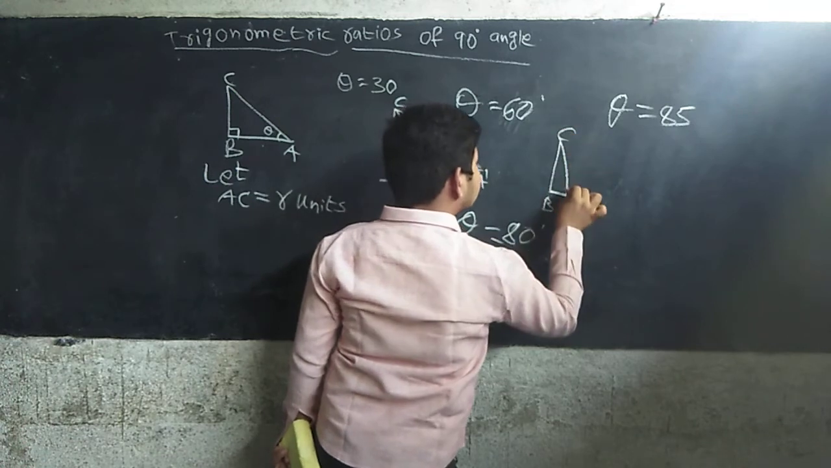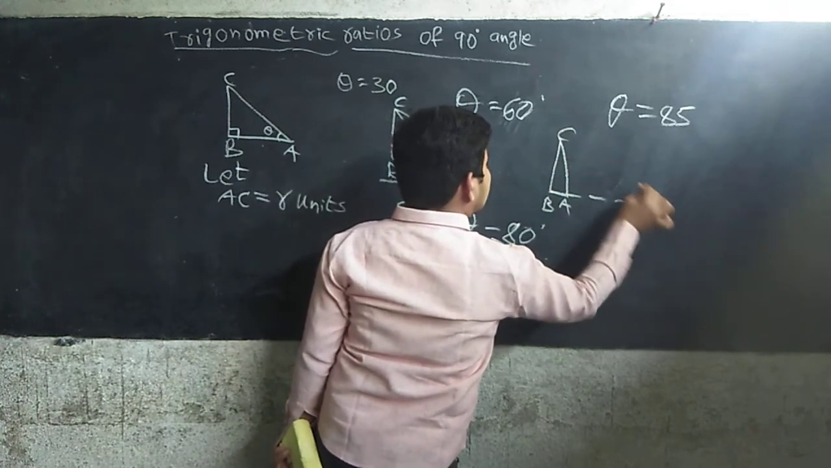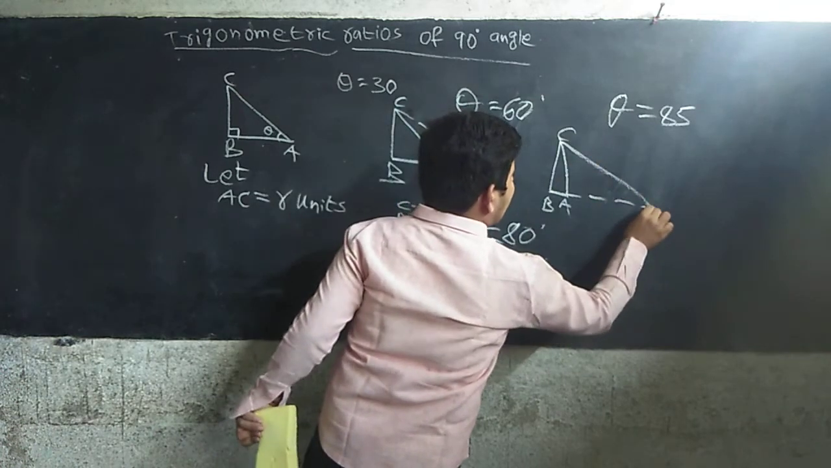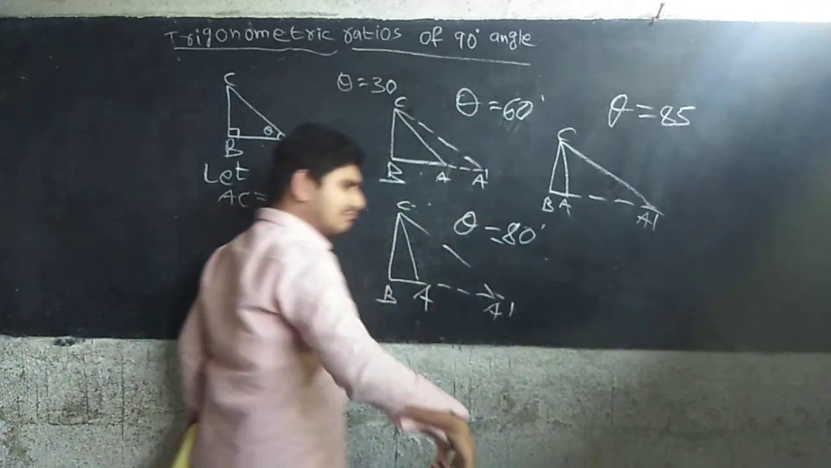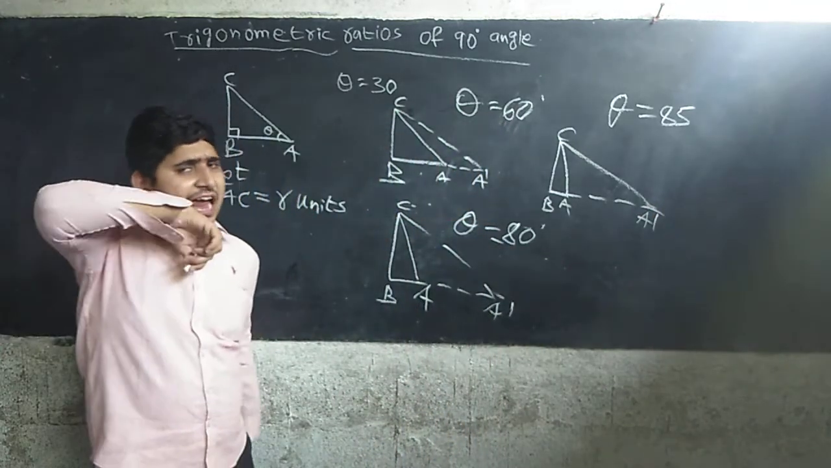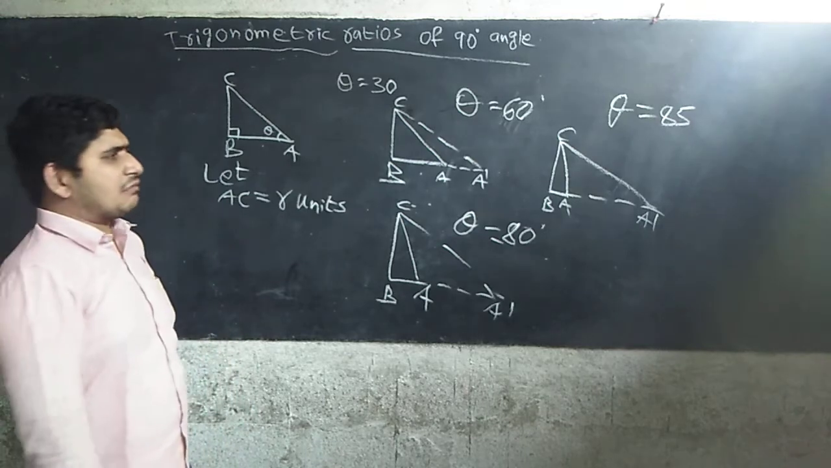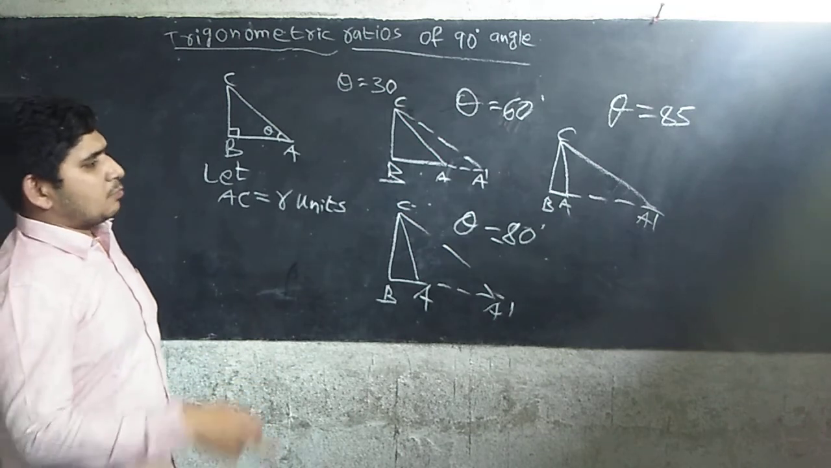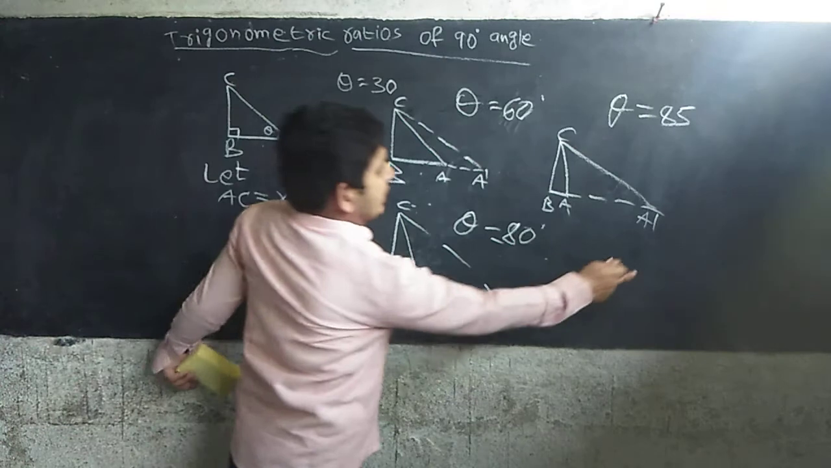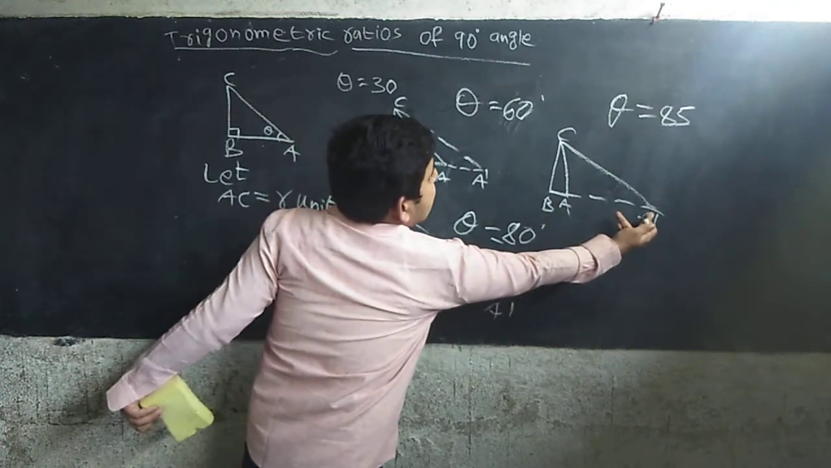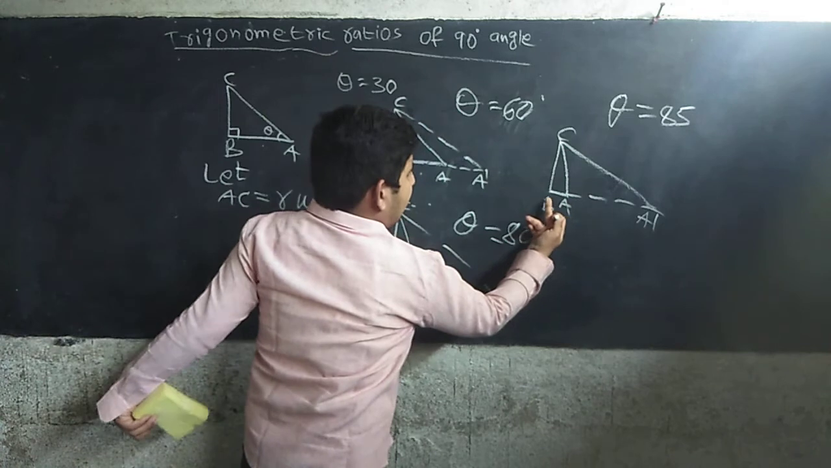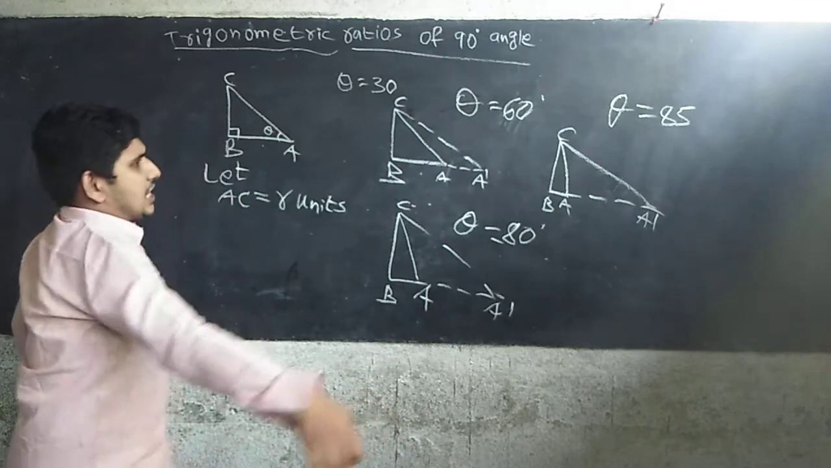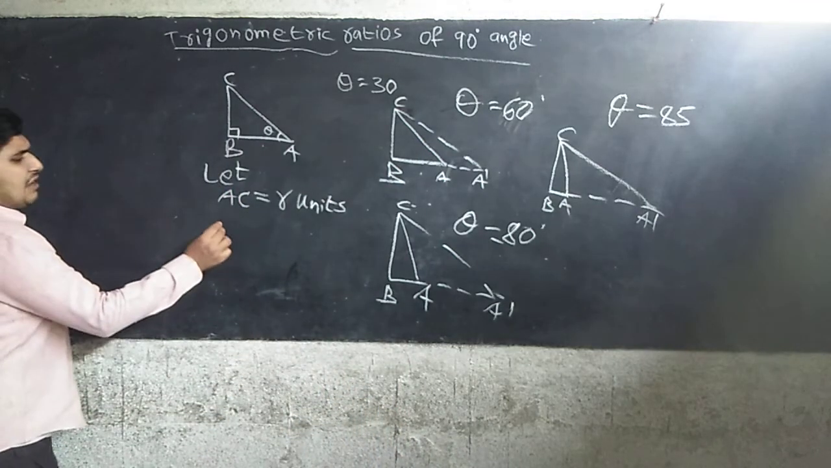So what happens? As the value of angle A equal to theta increases from 30 to 85, the point A is moving towards the point B. Suppose theta equal to 90 degrees, then the actual figure will be like this.